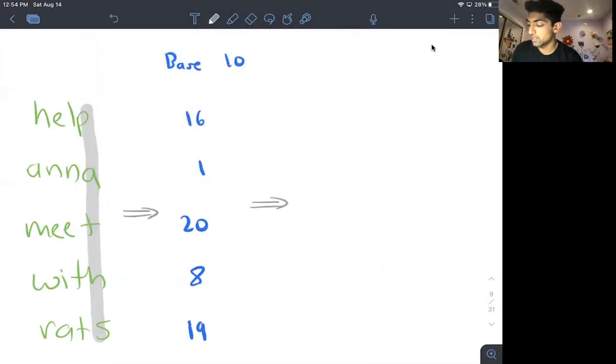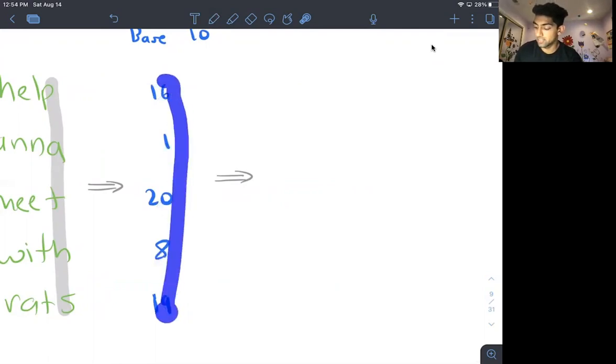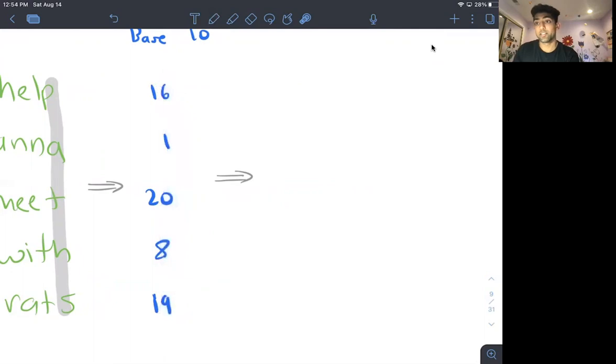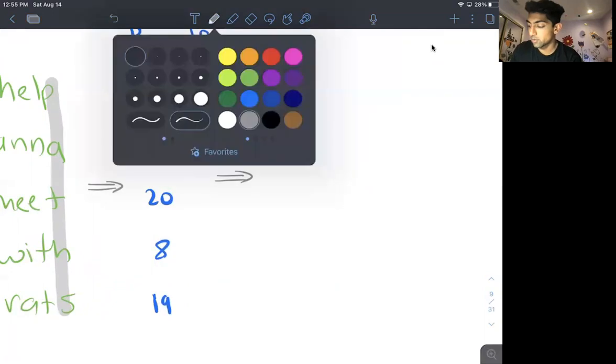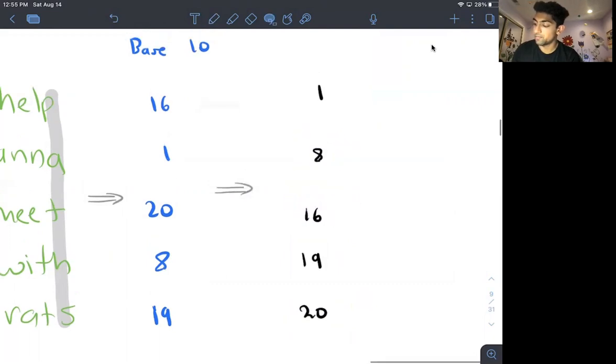The next step is that we're going to run LSD radix sort on these digits. When we run LSD radix sort, we'll compare the first digits in all of these, and then I will run counting sort on these digits here. Once these numbers are finally sorted using LSD radix sort with counting sort as a subroutine, they'll be in this order: 1, then 8, 16, 19, 20. So these are sorted.